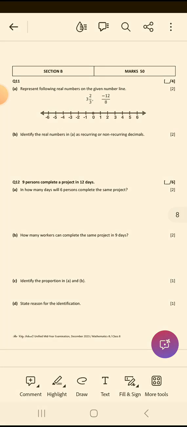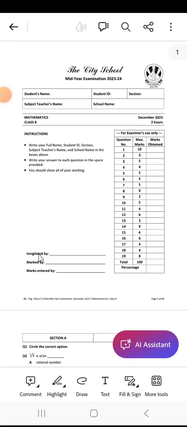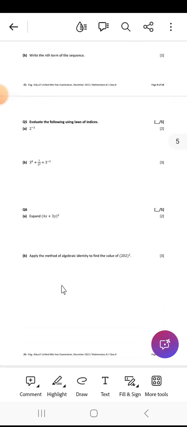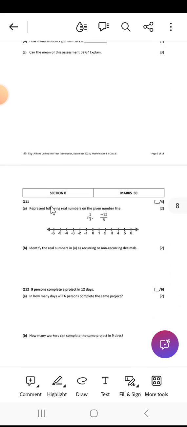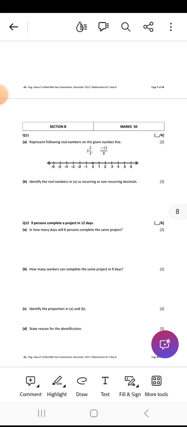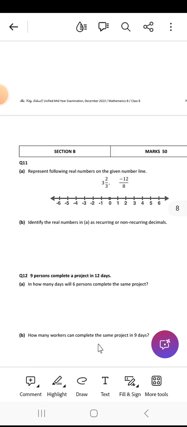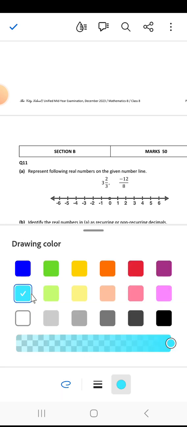So as you can see, I have just attached my pen. Let me go back to the page where section B is starting. All right, this was the question. The question is to represent these on the number lines.